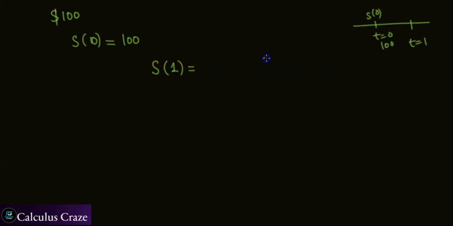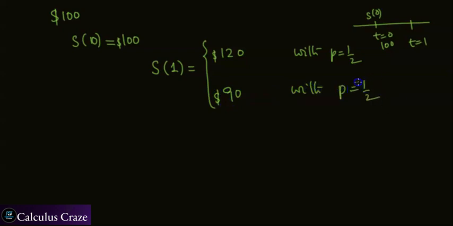For the moment, let's say there are only two possibilities. At time 1 my stock is going to be $120 with probability 1/2, and S of 1 can also be $90, and this also has probability p equal to 1/2, right? So let me call this scenario W1, and this scenario W2.